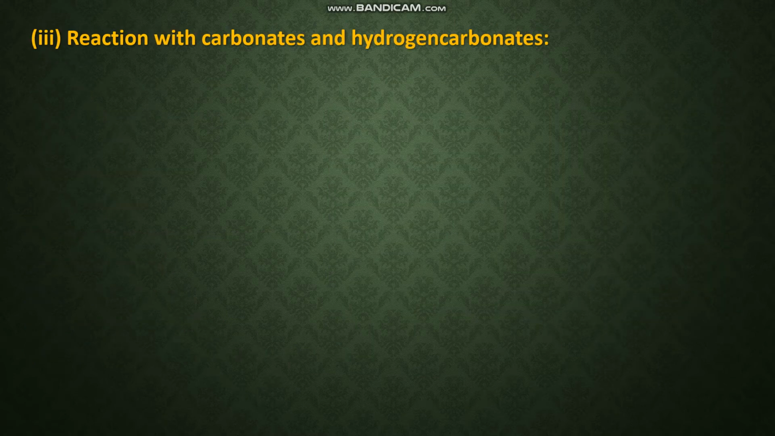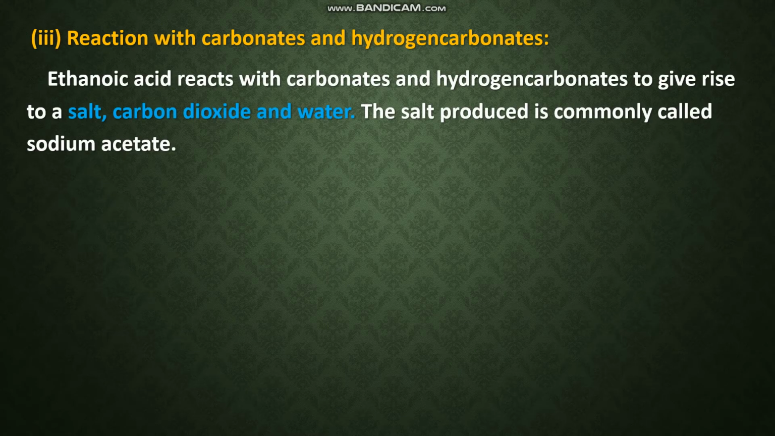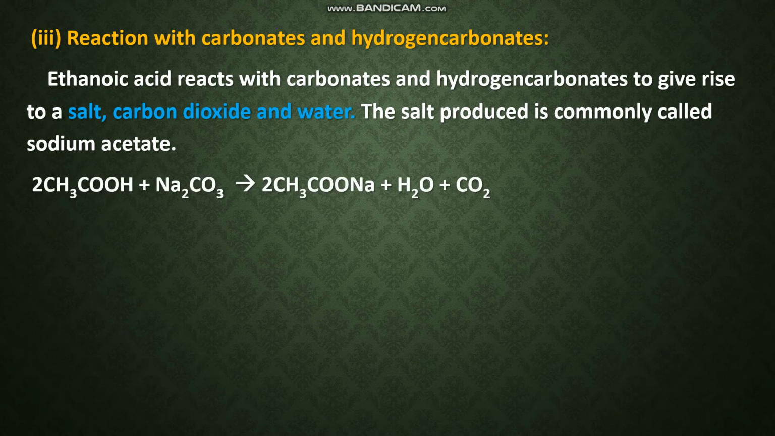So next reaction. We have now seen the reaction of ethanoic acid with sodium carbonate. In the same way, in place of sodium carbonate, we can take sodium hydrogen carbonate and do the experiment the same way. We will get the same result. So let us see the reaction and how we can write the equation. Ethanoic acid reacts with carbonates and hydrogen carbonates to give rise to salt, carbon dioxide and water. The salt produced is commonly called sodium acetate, or it is also called sodium ethanoate.